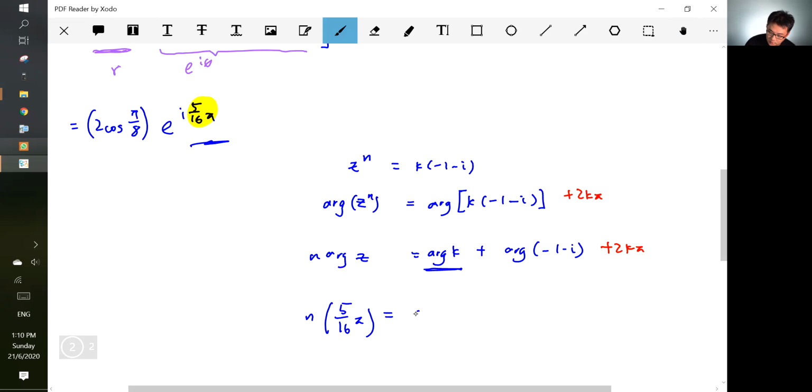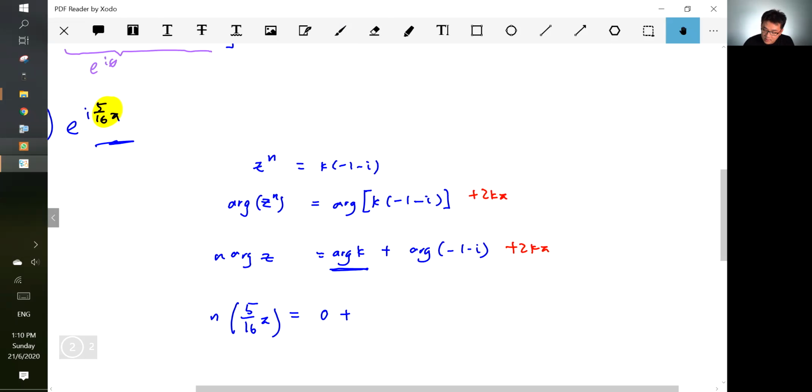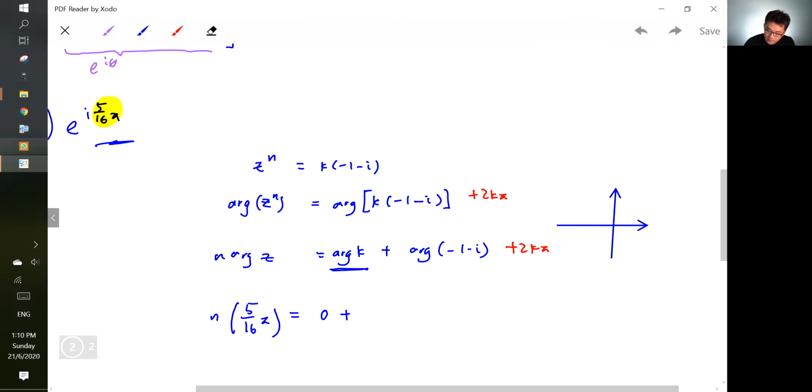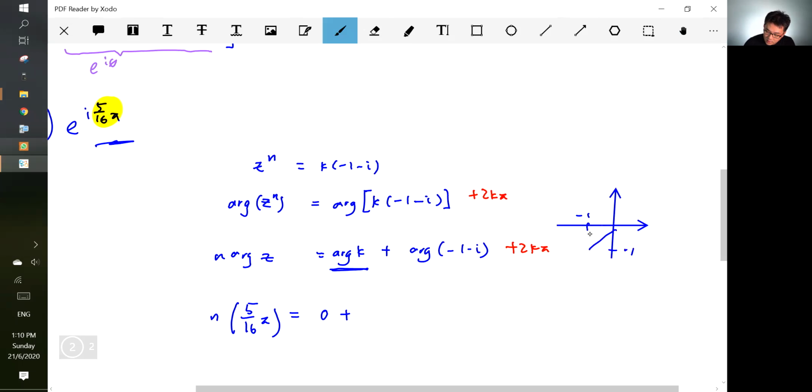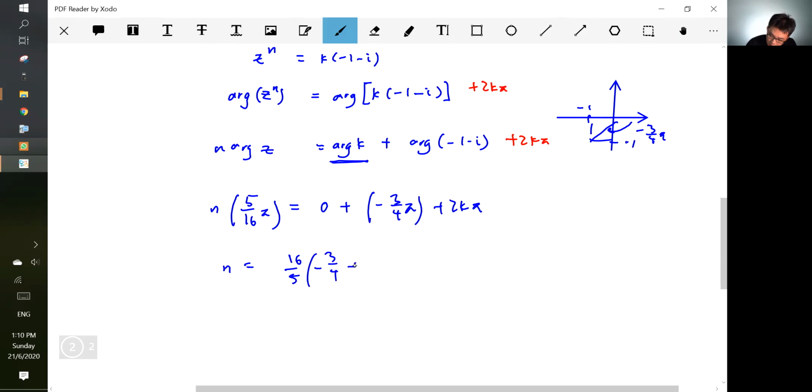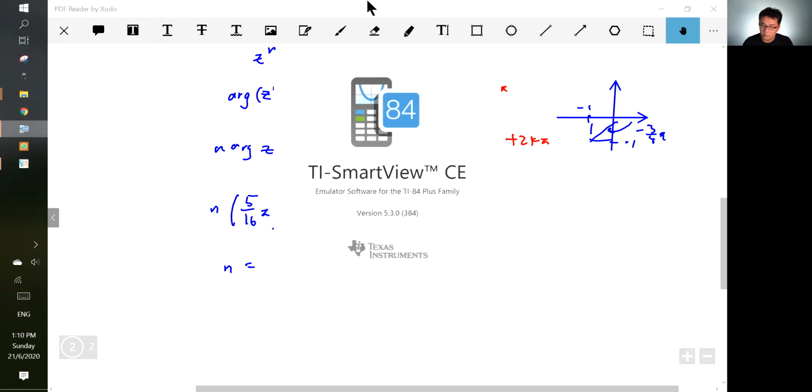The argument of k is 0, because k is a positive number. The argument of minus 1 minus i is actually negative. All these you all have to know already. Minus 1, this is actually minus 3/4 pi, and this is plus 2k pi. Once you've done this, you can just take 16/5 times (minus 3/4 plus 2k). Simplify it. This is what you get in your question. Then you just key this into your calculator and hope for the best.